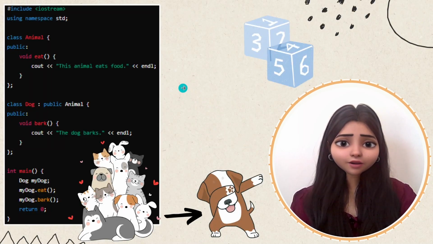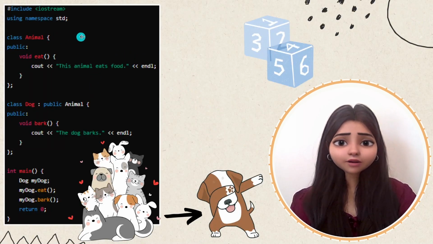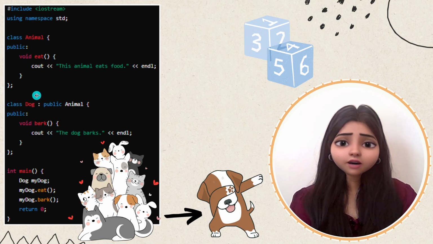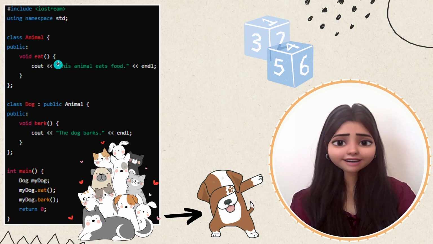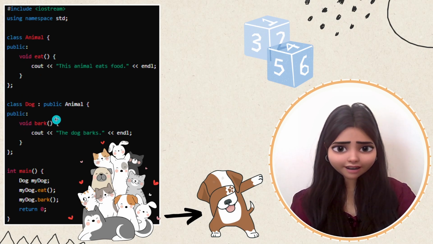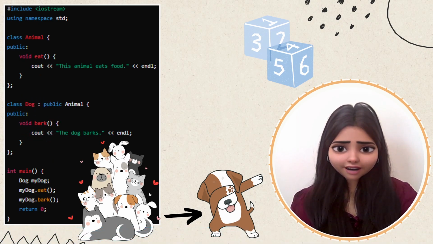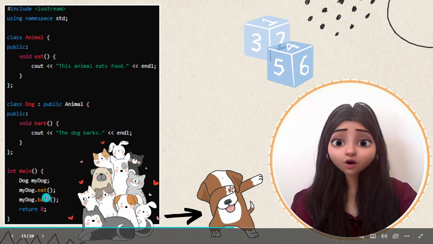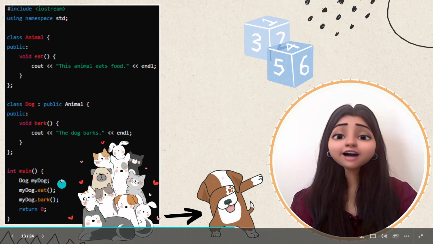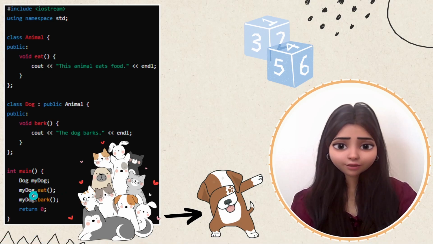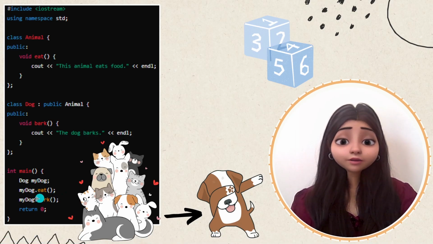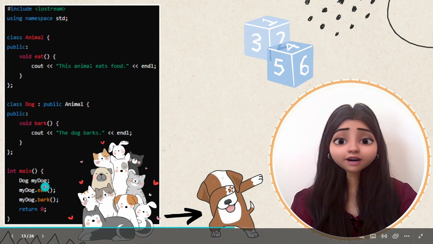Now, let's talk about the code. In this example, we have an animal class with a method eat and a dog class that inherits from the animal class and adds its own method bark. The dog class is defined as a subclass of animal class and it has its own public method bark. In the main function, we have created an instance of dog class called myDog, and we call the eat method inherited from animal class, and we call the bark method defined in the dog class.